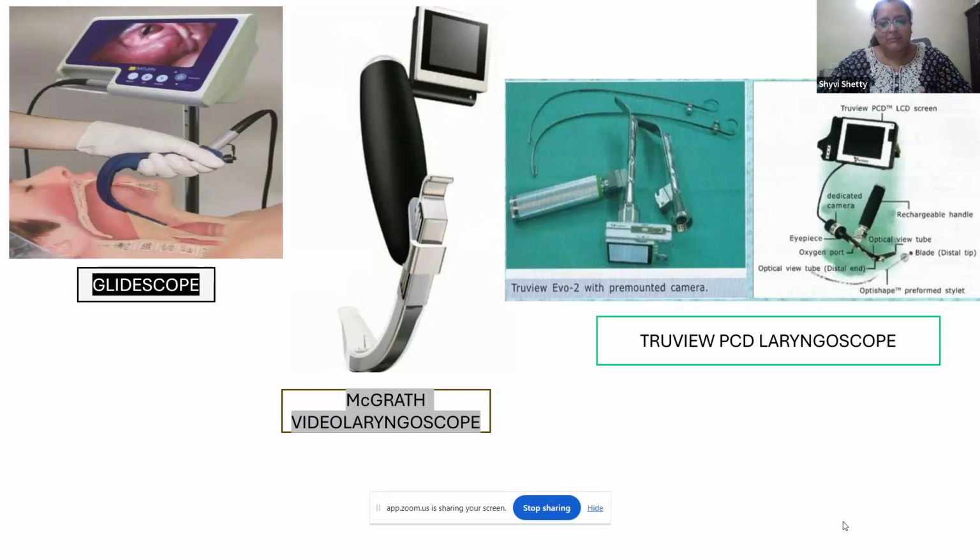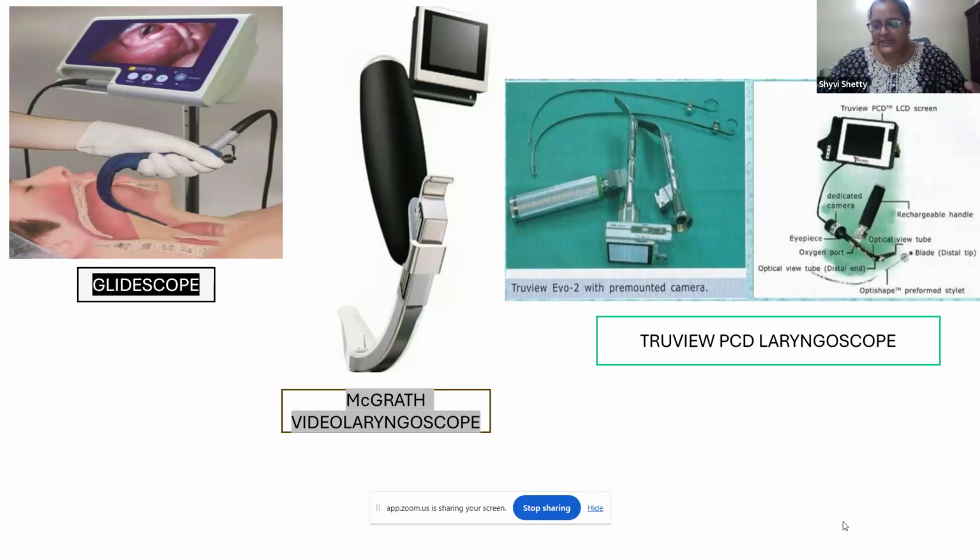The second one is a McGrath video laryngoscope, which has a built-in screen. The blade is similar to that of the GlideScope. A plastic sheath is present for the blade. Here, the depth of the blade is 13 millimeters, easy for patients with limited mouth opening as well. This one has a low-cost single-use blade, with reduced sterilization time.